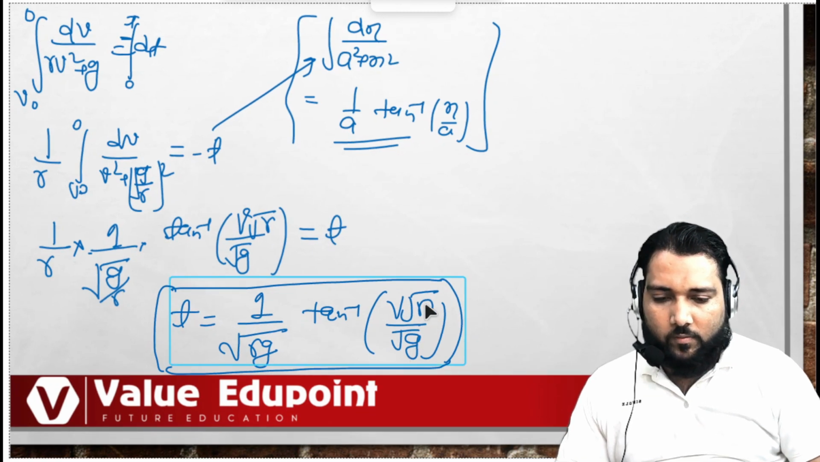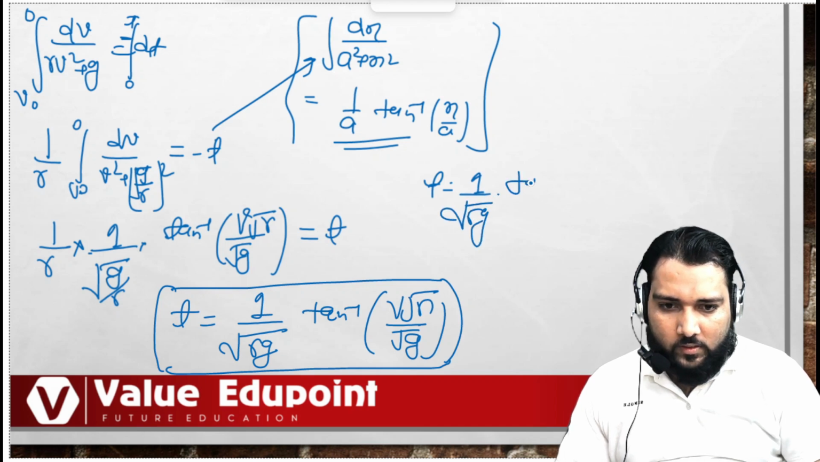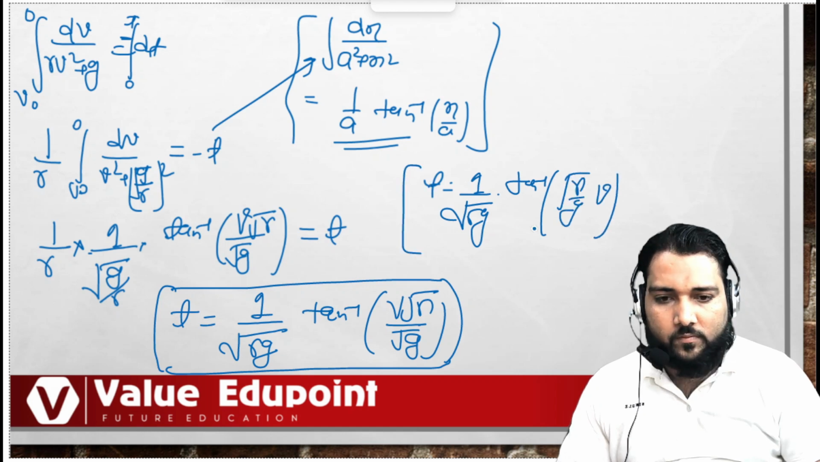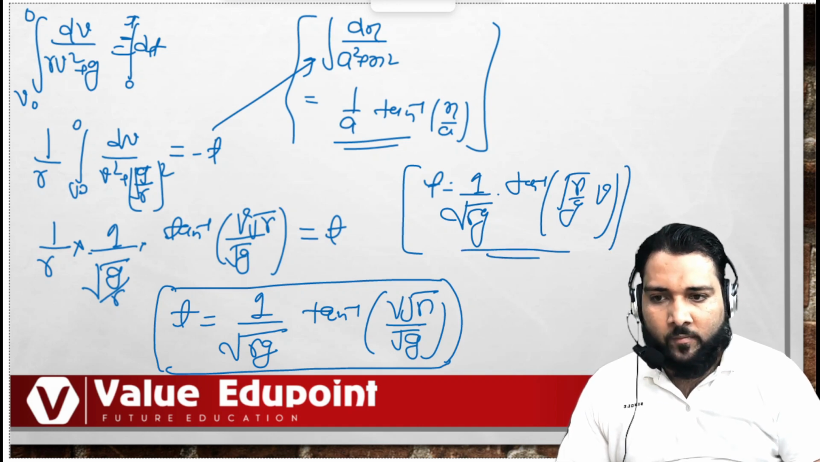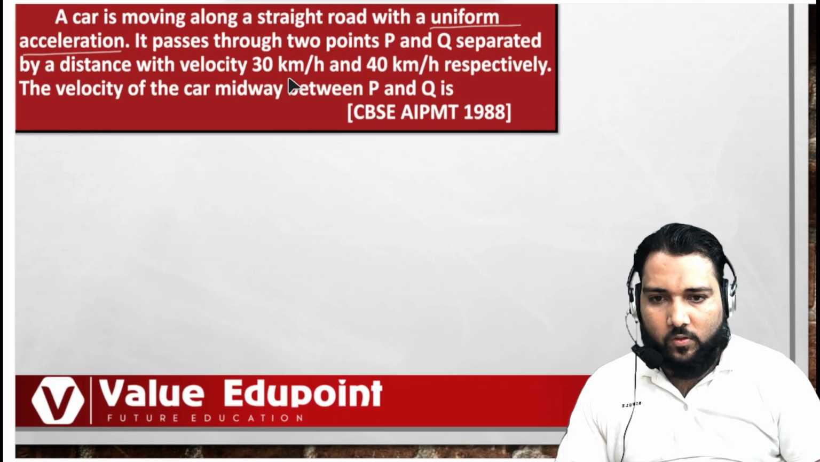Root gamma upon g, we can write down this. This is the root gamma upon g. t is equal to 1 upon root gamma g tan inverse of root gamma upon g into v. It is very important, guys. Now, without delaying, we are going for the next problem.